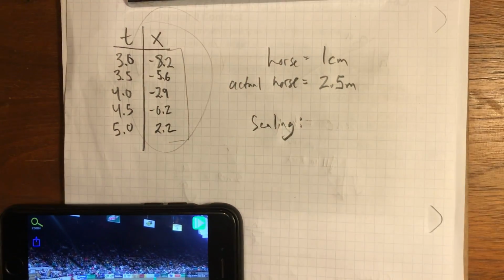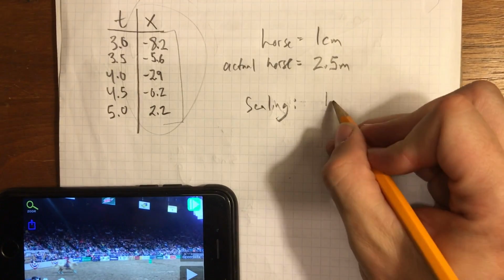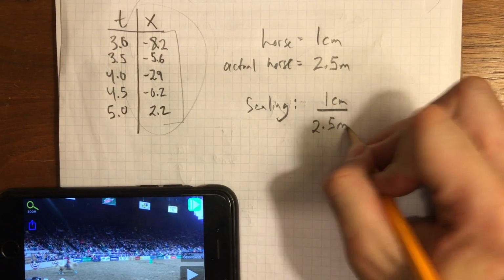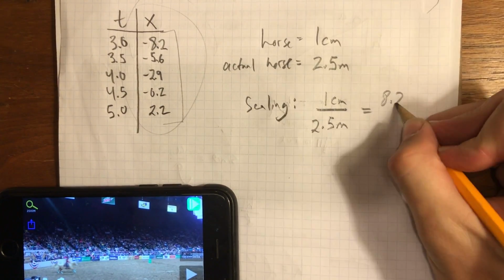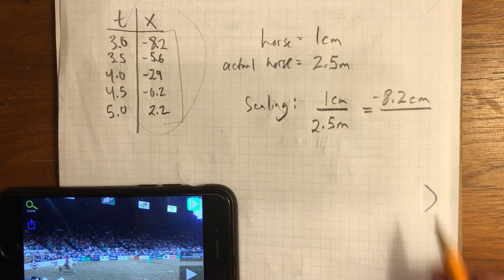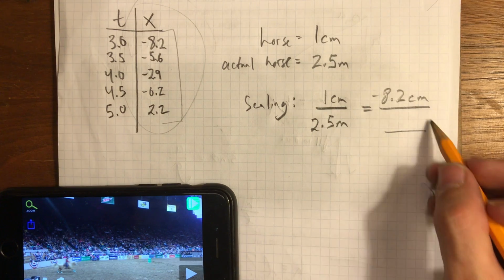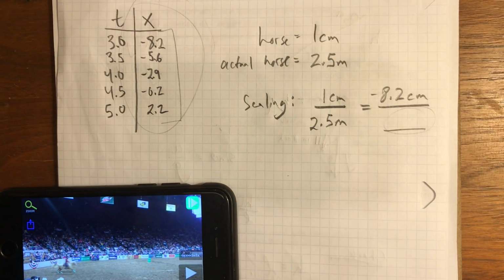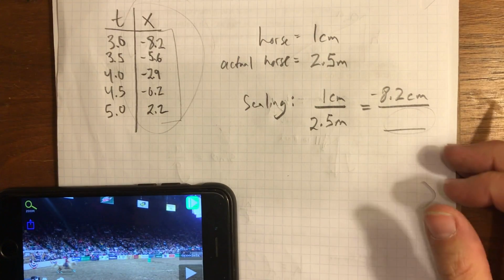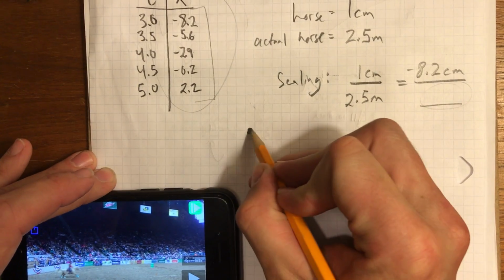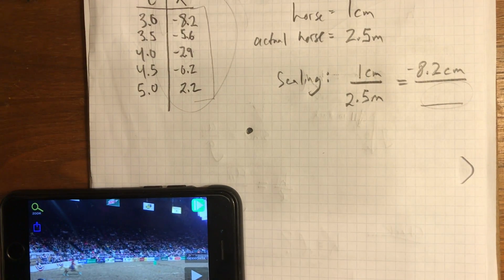If I'm trying to scale these values, 1 centimeter is to 2.5 meters as 8.2 centimeters, or even negative 8.2 centimeters, is to some value, and I would solve for that for every single one of these numbers to figure out what my actual real life position is. So 2 big takeaway points so far. I'm just going to put them as bullets because we're going to move on to one last point.